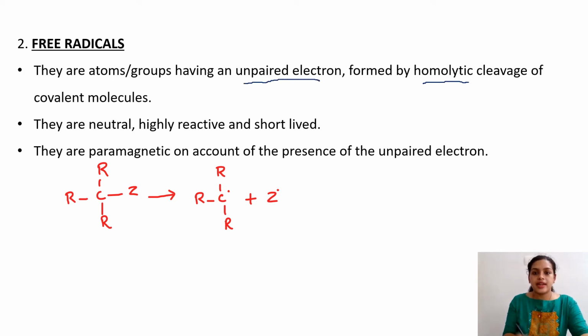They have unpaired electrons and they are formed by homolysis. As usual, they are highly reactive and short-lived, but they are neutral. And they are paramagnetic in nature because of the presence of the unpaired electron. Here the bond cleavage is shown by this fishhook arrow. For this to happen, both the carbon and this Z part will normally have almost comparable electronegativities.